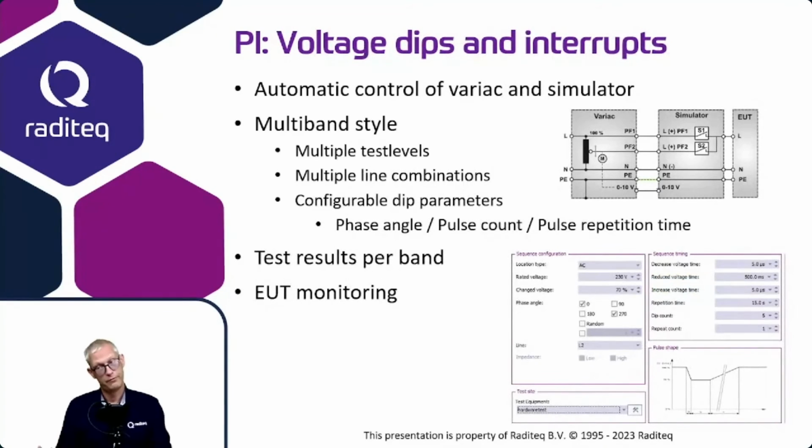And also very similar for the voltage dips and interrupts. RadiMation is able to control the variac and the simulator to generate the dips on the voltage lines or on the power supply lines. All the settings can be configured: the phase angle at which it should be done, the pulse count, the pulse repetition time, how deep the pulse should be, can all be configured. So it's a fully automated test, which just performs all the testing.